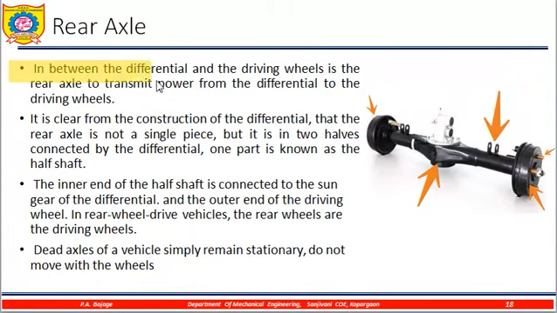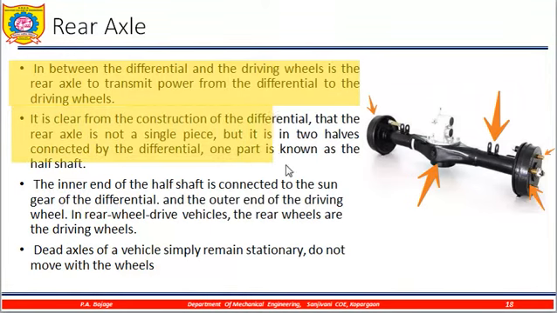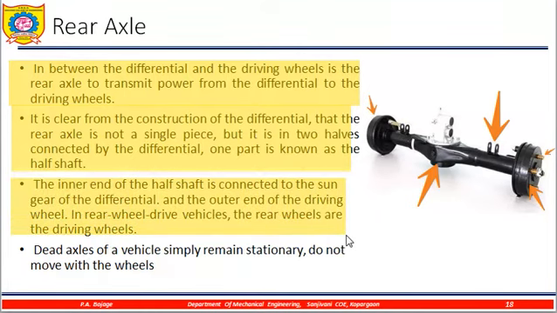In between the differential and driving wheels is the rear axle to transmit power from the differential to the driving wheel. This is the casing, and in that you have the driving axles to transmit power. It is clear from the construction of the differential that the rear axle is not a single piece but is made up of two halves connected by the differential. Each single part is known as the half shaft. The inner end of the half shaft is connected to the sun gear of the differential and the outer end to the driving wheel.